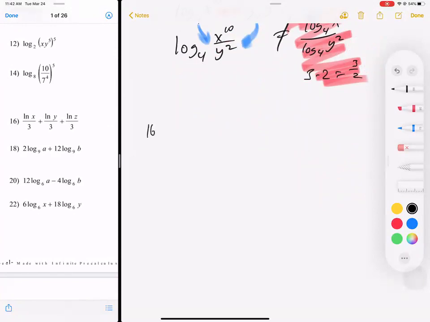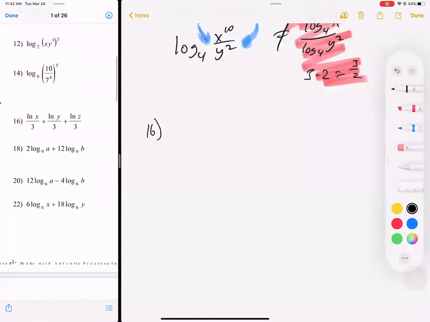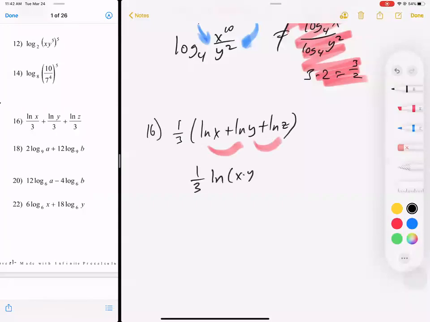Number 16 looks like it's a lot of work, but if you notice, they all have the same fractions. So if I factor out a 1/3, we're left with natural log of x plus natural log of y plus natural log of z. Well, doesn't adding logs mean multiplying? Adding logs means multiplying. This is 1/3 natural log of x times y times z. That's it. That's how fast it is.